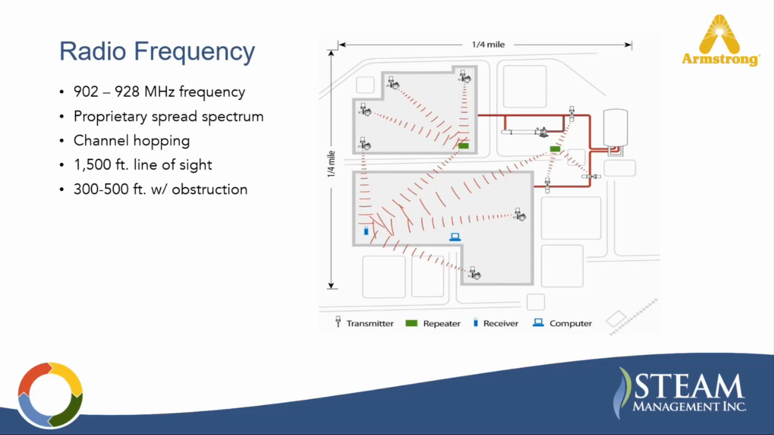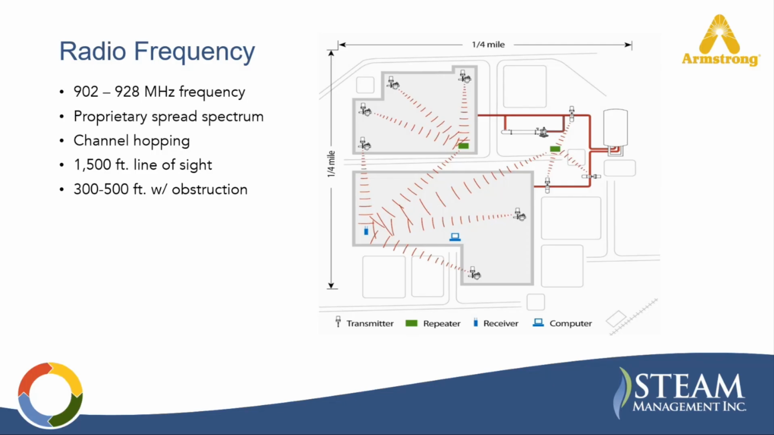Another common question that we do receive as well is how the devices communicate with each other. It is wireless. SteamEye operates on a 902 to 928 megahertz radio frequency spectrum. The system uses proprietary spread spectrum technology and a channel hopping technique to provide robust wireless communication throughout the industrial environment. Under ideal line of sight conditions, communication distances can reach 1,500 feet. But most commonly, in all honesty, in typical industrial environments with obstructions such as equipment, walls, and structures, communication distances are usually in that 300 to 500 feet range.